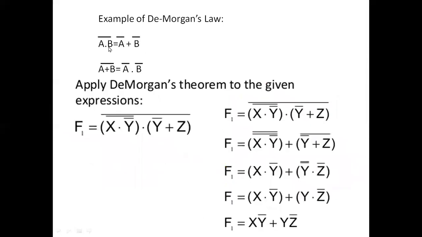De Morgan's law: A dot B whole complement is equal to A bar plus B bar, and A plus B whole complement is equal to A bar dot B bar.